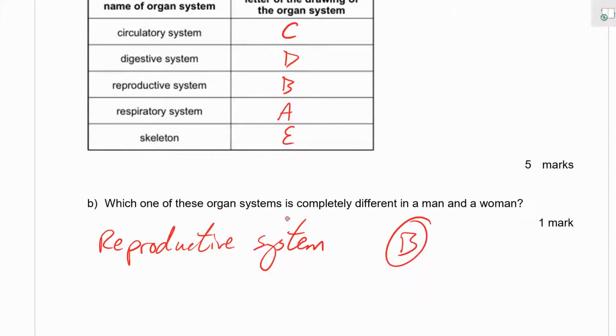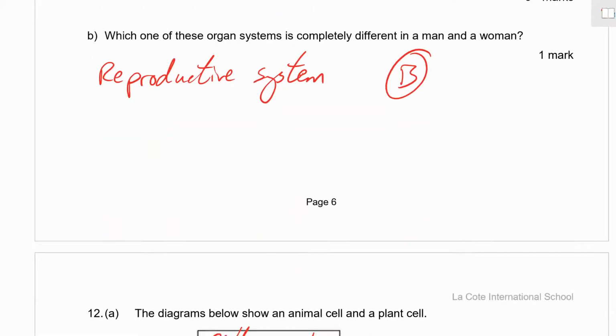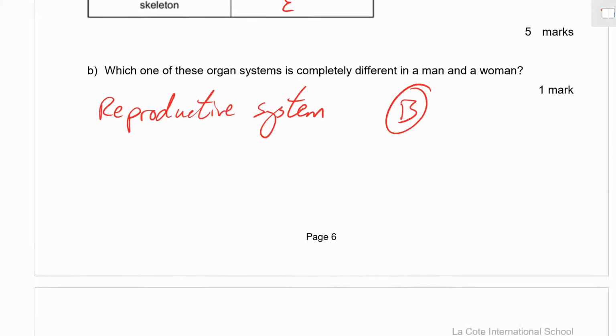Which one of these organ systems is completely different in a man and a woman? I'm sure you should all get this right. It is the reproductive system. So the answer would be, if you wrote B, we'll allow it as well.